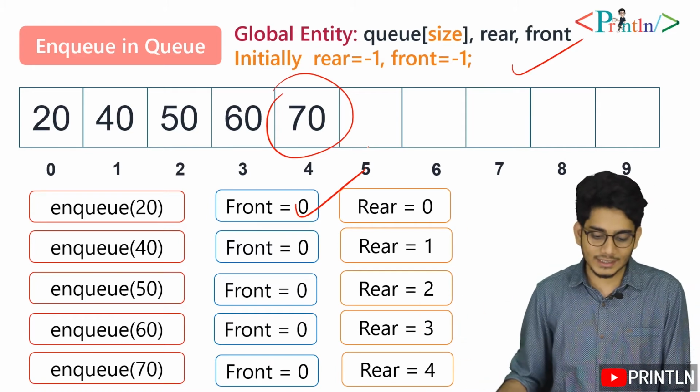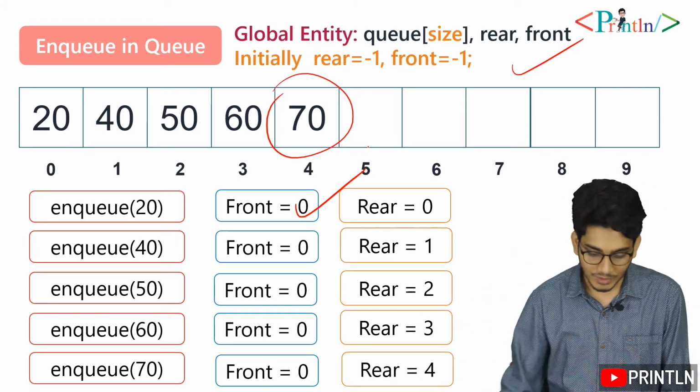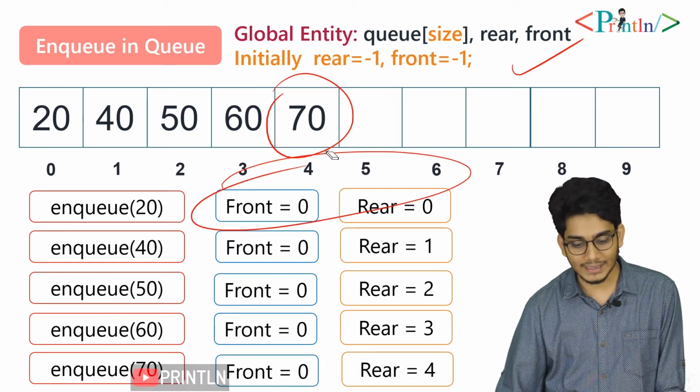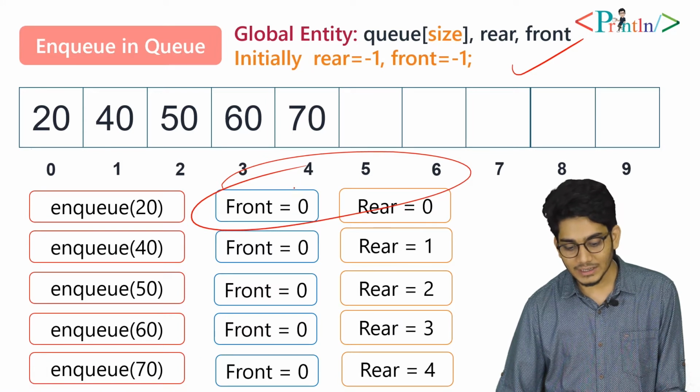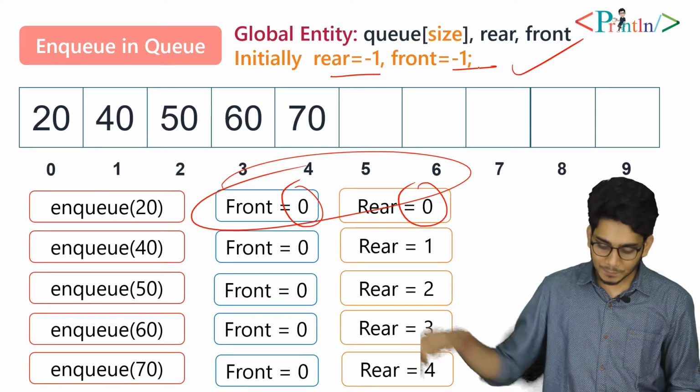So I think this portion is clear, how we can insert an element into a queue. This is one of the most important things you have to remember: we increment our front and rear together only when both of the pointers are -1. I think these portions are clear.